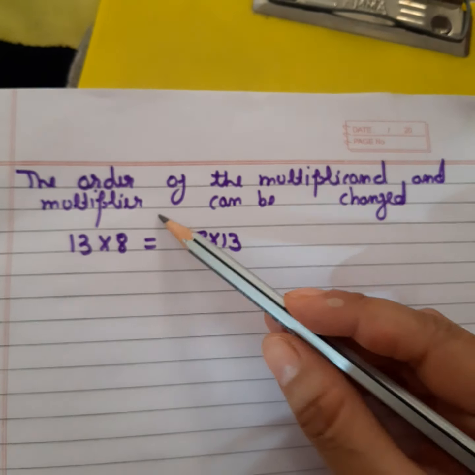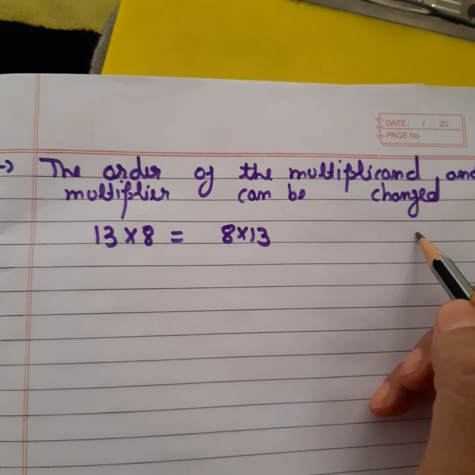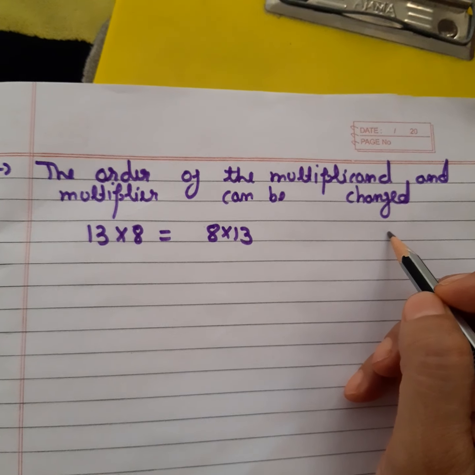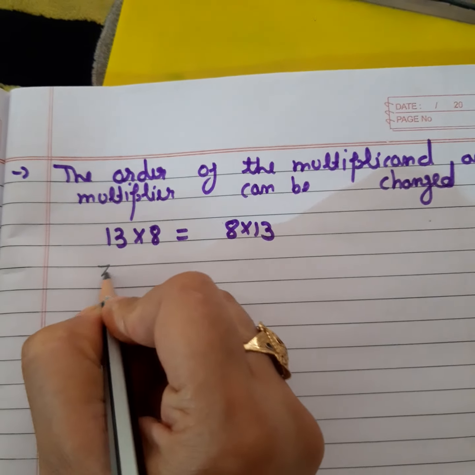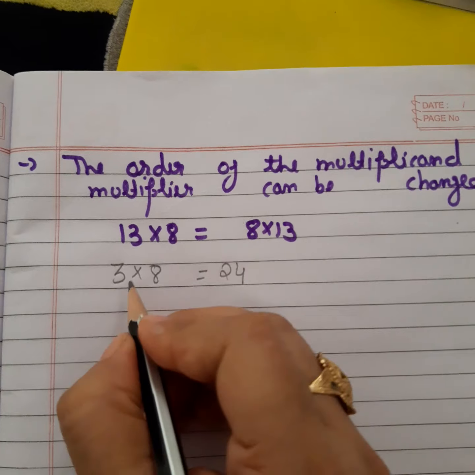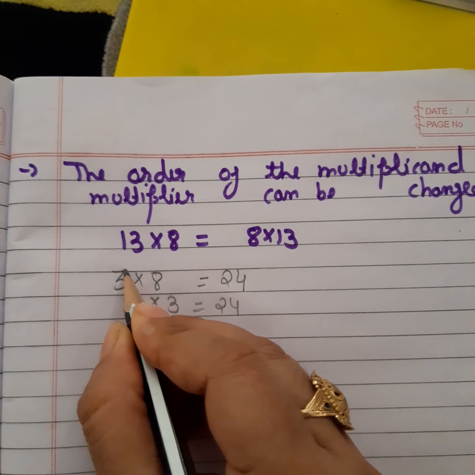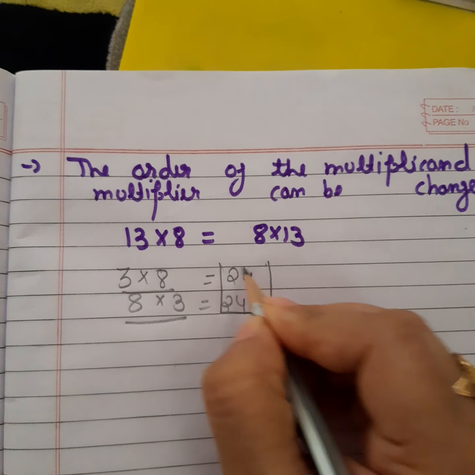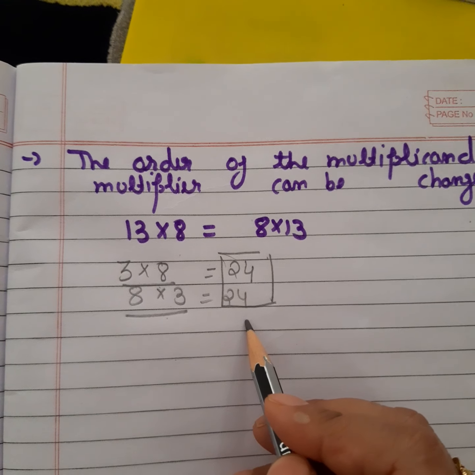Now the third property is, the order of the multiplicand and multiplier can be changed. In case of multiplication, we can change the order of the multiplicand and the multiplier. It means if I write 3 multiplied by 8, it is 24. And if I write 8 multiplied by 3, that is again 24. It means the order doesn't matter. The answer is the same.